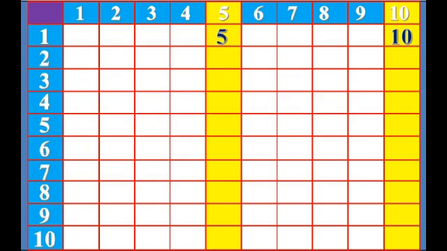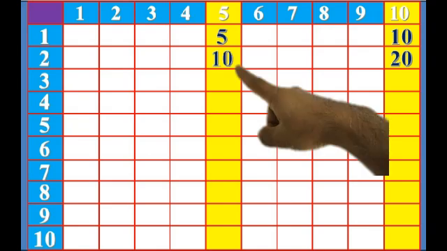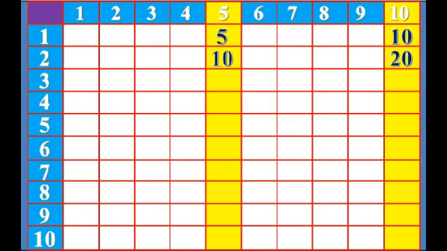What is 2 times 10? The answer is 20. What is half of 20? The answer is 10. 10 is actually half of 20, and it's also 2 times 5.